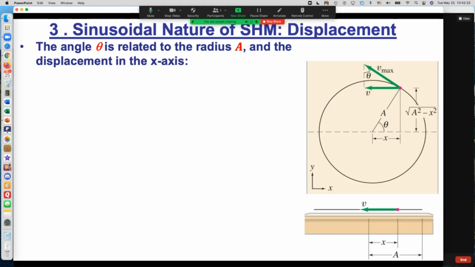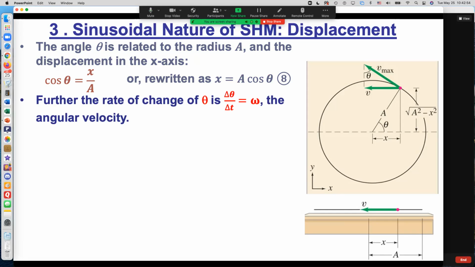Okay, so theta is related to the radius A and the displacement in the x-axis. Cosine theta is x over A, right? Here, cosine theta is x over A. It can be rewritten as x equals A cosine theta. Further, the rate of change of theta, d theta dt, the change in angle, is omega, small omega.